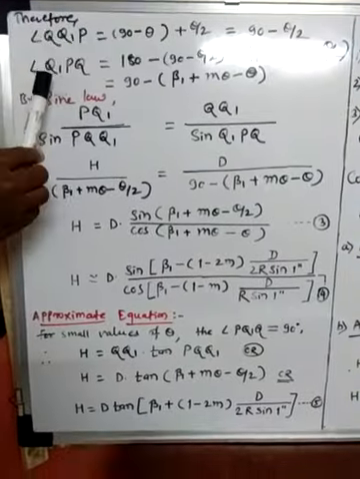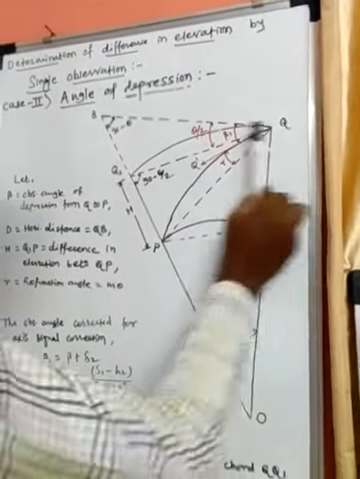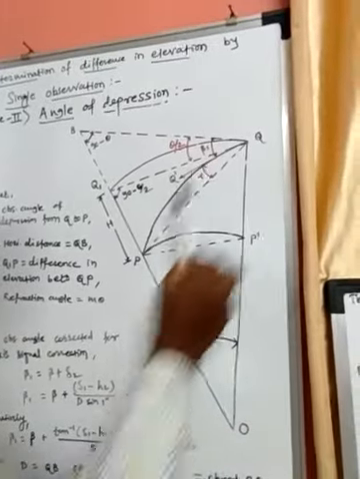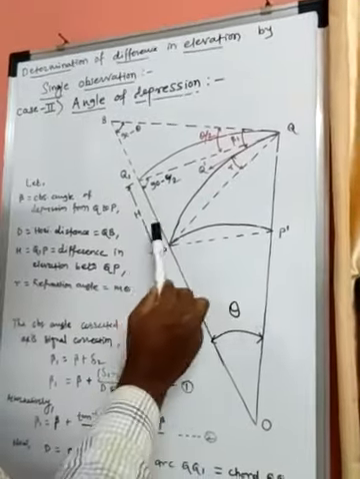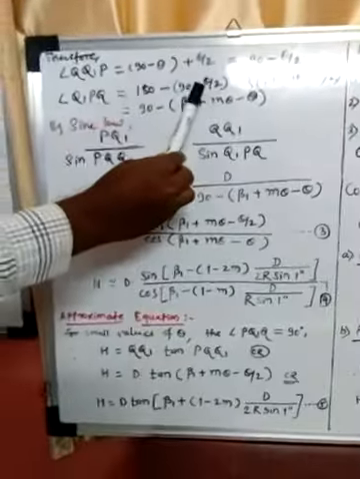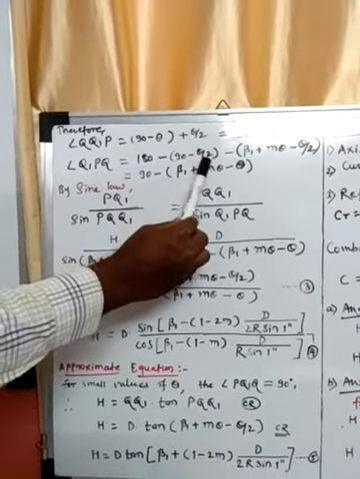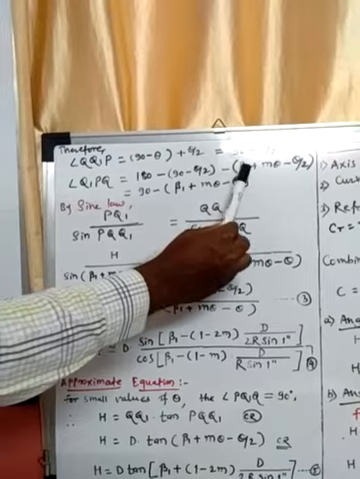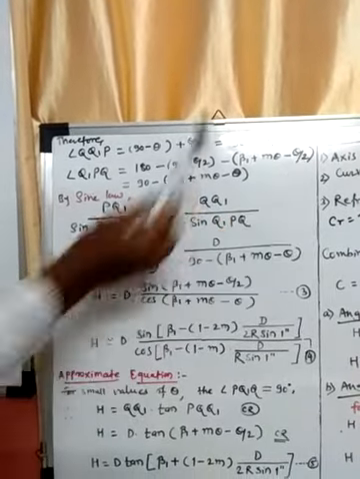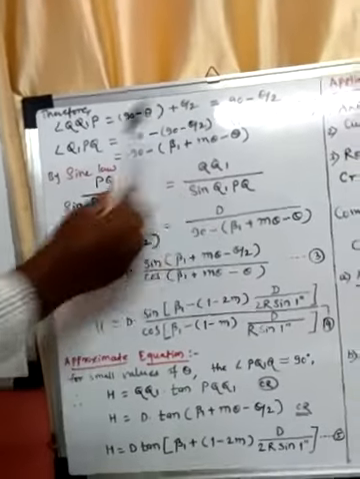Then the angle Q1PQ: in trigonometrical form, all these three angles sum to 180, so 180 minus the remaining two angles. We get 180 minus this angle, which was Q1P, minus the angle PQQ1. So 180 minus (90 minus half theta) minus (beta 1 plus m theta minus half theta). It reduces automatically to 90 minus (beta 1 plus m theta minus theta).